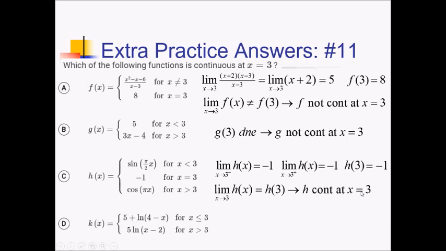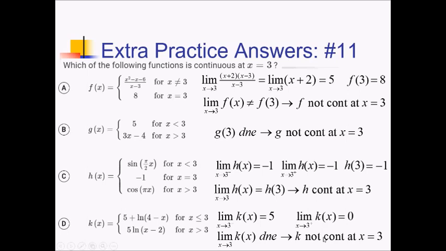And you could pick that answer choice, or if you wanted to, you could just quickly check out choice D. So we've got left side limit on this one. As you plug in 3, we're going to have 5 plus ln of 1, which is just 0, so 5 plus 0 is 5. Right side limit, you've got 5 ln of 1 again, so that's going to be 0. In this case, the limit doesn't even exist for k, so that would also rule out continuity for the k function. So at the end of the day, it is choice C.